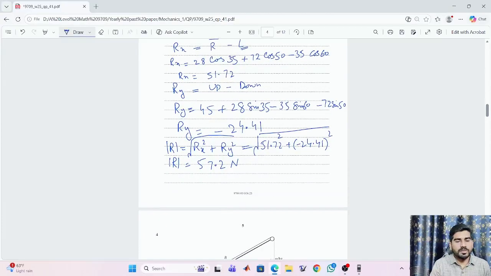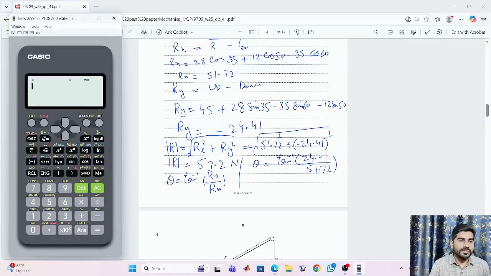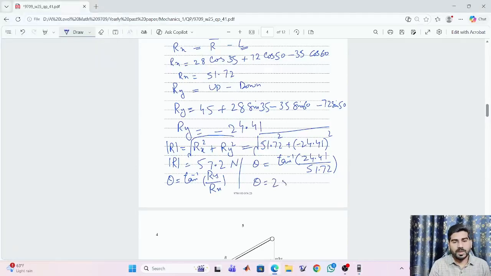Okay, the next part is we want to find the direction. Direction is actually theta. So how can we find theta? Tan inverse, rise is Ry, run is Rx. So here theta will be equal to tan inverse of 24.41 over 51.72. It will be tan inverse of 24.41 over 51.72, and it will be 25.3 along the positive x-axis. This will be 25.3 degrees.